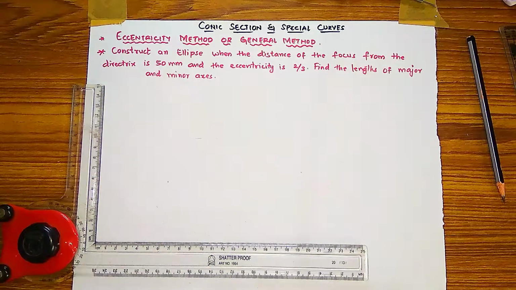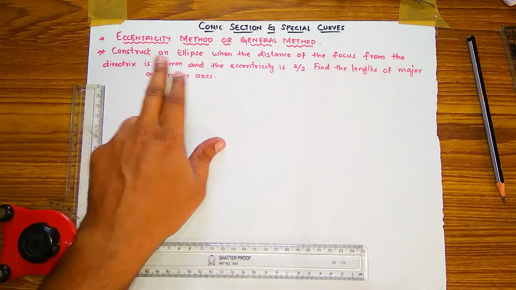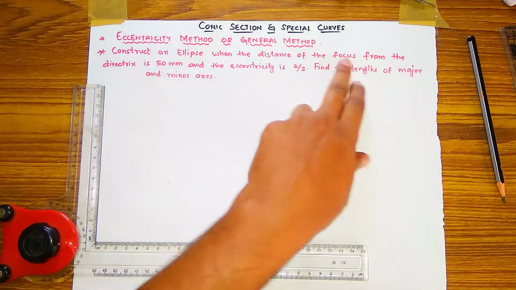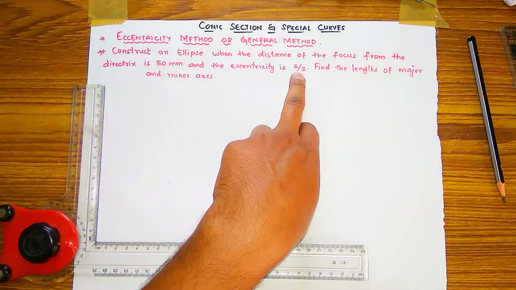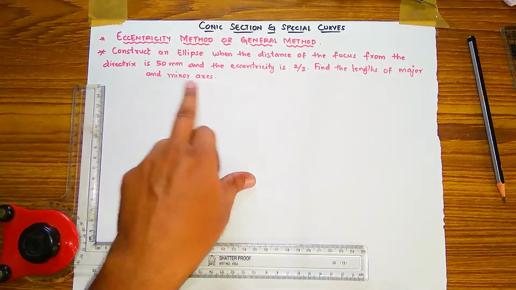So this is the question of the ellipse. Construct an ellipse when the distance of the focus from the directrix is 50 mm and the eccentricity is 2 by 3. Find the lengths of major and minor axis.